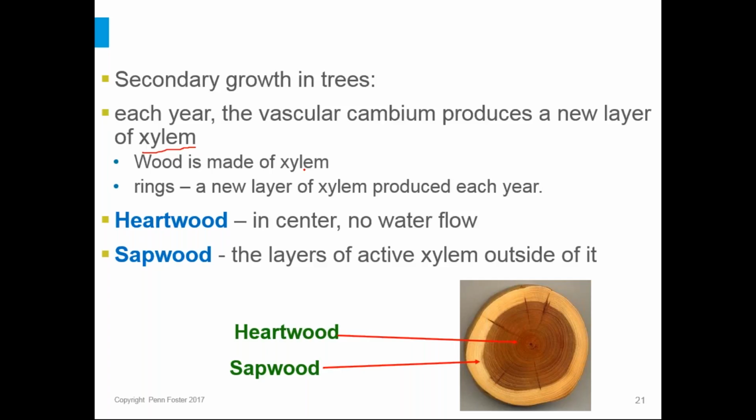So this is why trees have rings. If you cut down a tree or cut open a log, you see rings going around the whole thing, and what that is, is a new layer of xylem being produced every year. As the tree goes wider, the wood in the center stops allowing water to go through it, and this is called heartwood. So that's this dark area on the image here. There's not water flowing through there anymore. It's just leftover dead xylem, but it's holding up the tree, making it strong. And then outside of it, the layers of active xylem that are still having water flow through it, that is called sapwood.